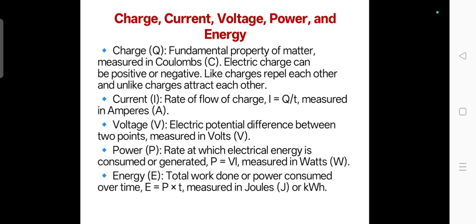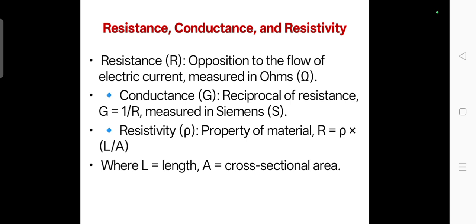Then energy, which is denoted by capital E, is the total work done or power consumed over a time. So E is equal to P into T, that is power into time, which is measured in joules or kilowatt hour. Now let us discuss resistance, conductance and resistivity. Resistance, denoted by capital R, is the opposition to the flow of electric current, measured in ohm. And conductance is the reciprocal of resistance. So capital G is equal to 1 by R, measured in Siemens, or we can call it inverse of ohm.